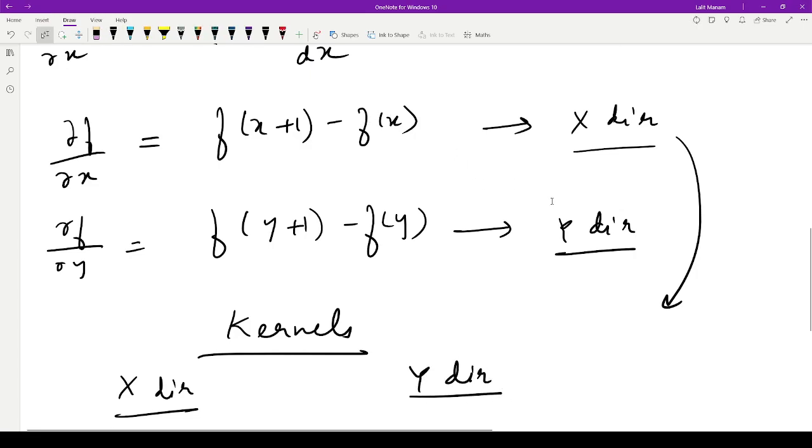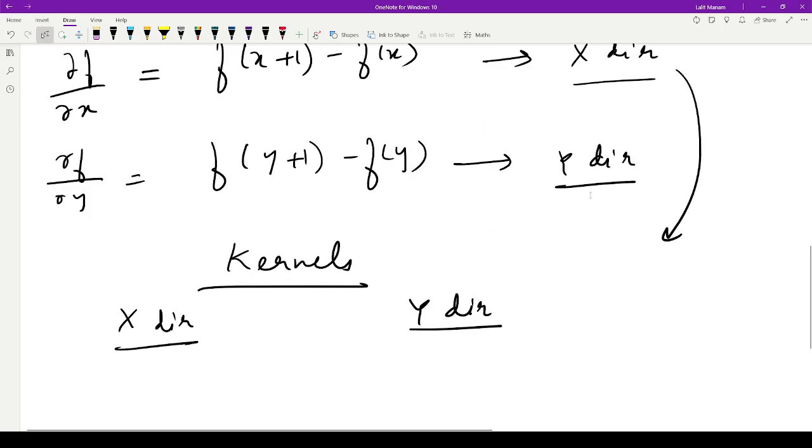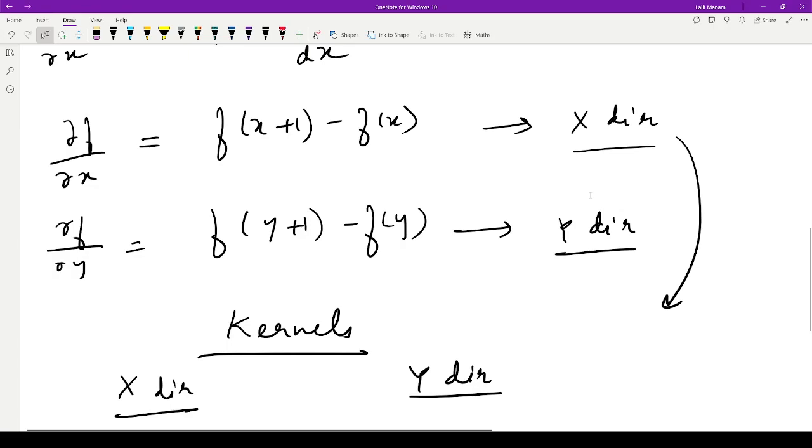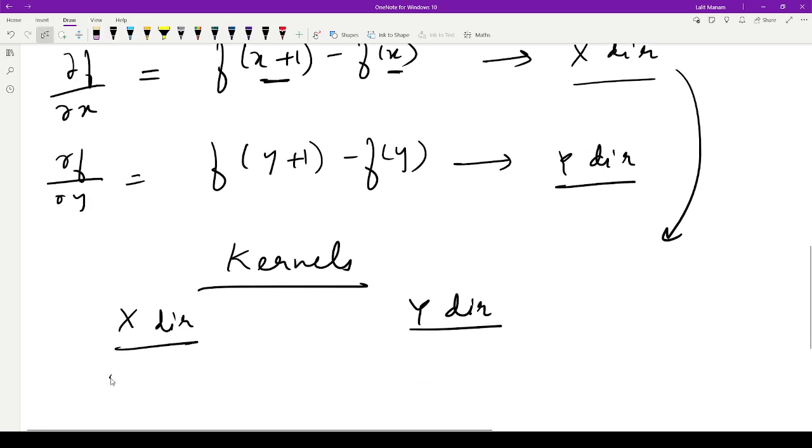Since you have to implement it on a computer, you have to know what kernel it represents, right? Minus one's 0, 0, 1. Why? Because x plus 1 has coefficient 1, and f of x has coefficient -1. Okay, so what are you saying?